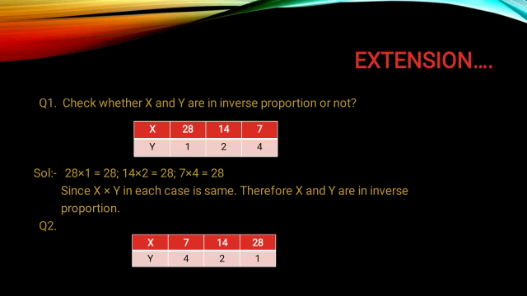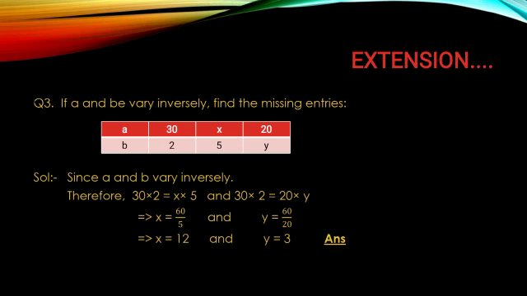So how can you give the guarantee for that? You need to multiply. Here also 7 into 4, 28, 14 into 2, 28, 28 into 1, that is also 28. Since all the products x into y are the same, therefore we can say x and y are in inverse proportion. So let's solve a few more examples to understand the topic of inverse proportion better.